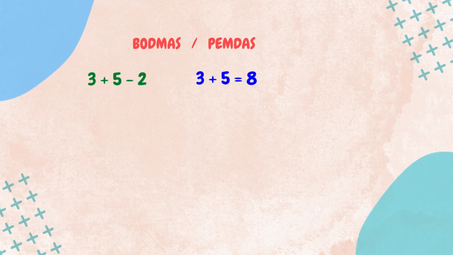Work out 3 plus 5 minus 2. Addition and subtraction appear consecutively. Addition comes first. 3 plus 5 gives 8. Then 8 minus 2 gives 6.